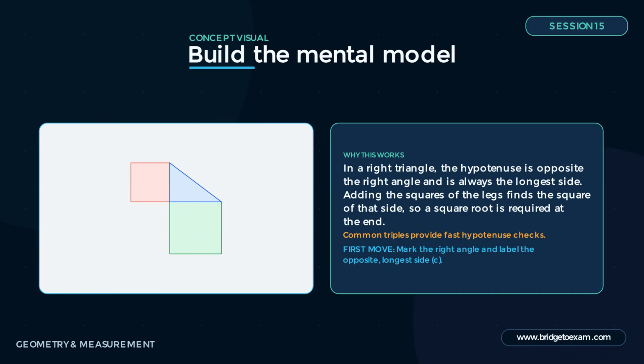In a right triangle, the hypotenuse is opposite the right angle and is always the longest side. Adding the squares of the legs finds the square of that side, so a square root is required at the end. Label the right angle, the ordered pairs, or the changes before substituting. A diagram that records structure reduces sign and side selection errors.